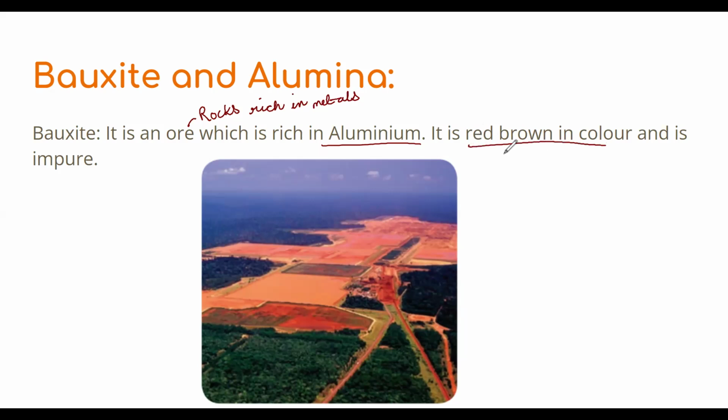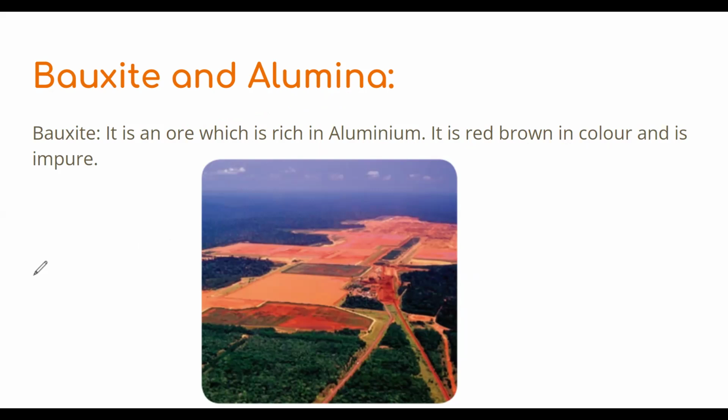It is red brown in color and is impure. Yes, we are taking it out from the earth crust, so definitely it's going to be impure. And this is how it looks. It has some dust impurities like sand, along with some other metal oxides like iron oxide as an impurity in this.